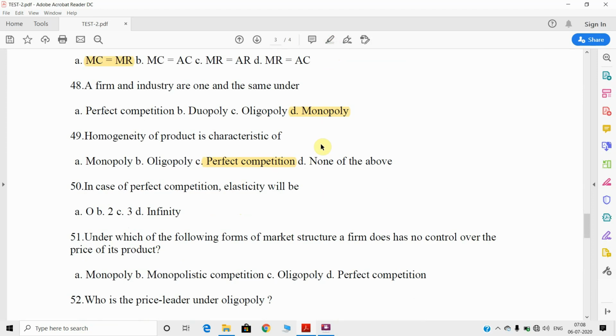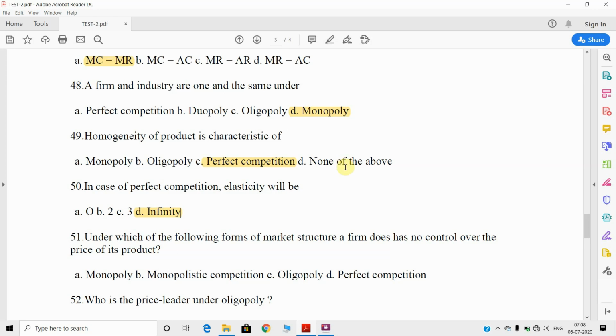Then 50, in case of perfect competition the elasticity will be infinite, because the demand curve in a perfectly competitive market, which is shown by P equal to MR equal to MC equal to also AC, takes the shape of a horizontal line parallel to the x axis. So a horizontal curve parallel to the x axis depicts the infinite elasticity of demand.